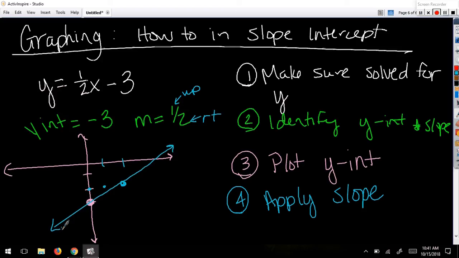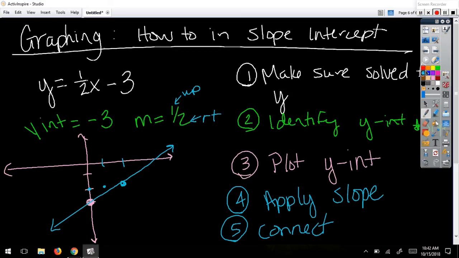Connect the dots. You put your pencil on the y-intercept, the -3, and then you do the slope. So you're either going up or down, and then you're going right. So you always go right? Always right. Negative slope is down, positive slope is up. I get it.